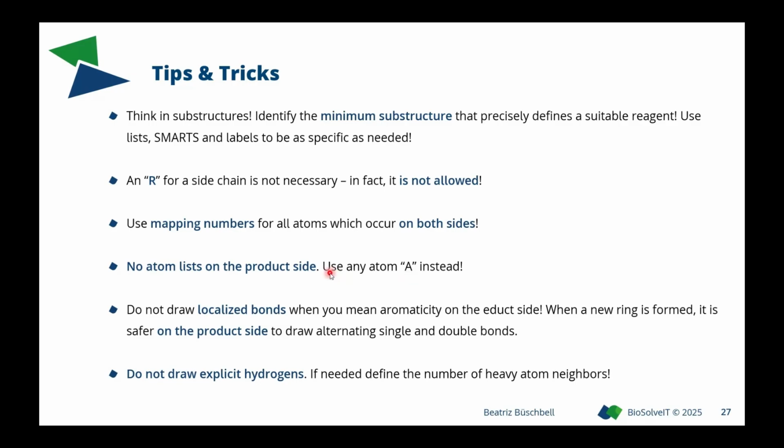You should also not draw localized bonds when you mean aromaticity on the educt side. So if you write a new ring closing reaction, it's safer on the product side to draw the alternating single and double bonds to ensure that all the atoms are correctly positioned and to not run into any errors. And the last point, which we see a lot, is that you should not draw explicit hydrogens. You rather define the number of heavy atoms instead of drawing a hydrogen in your reaction definition.